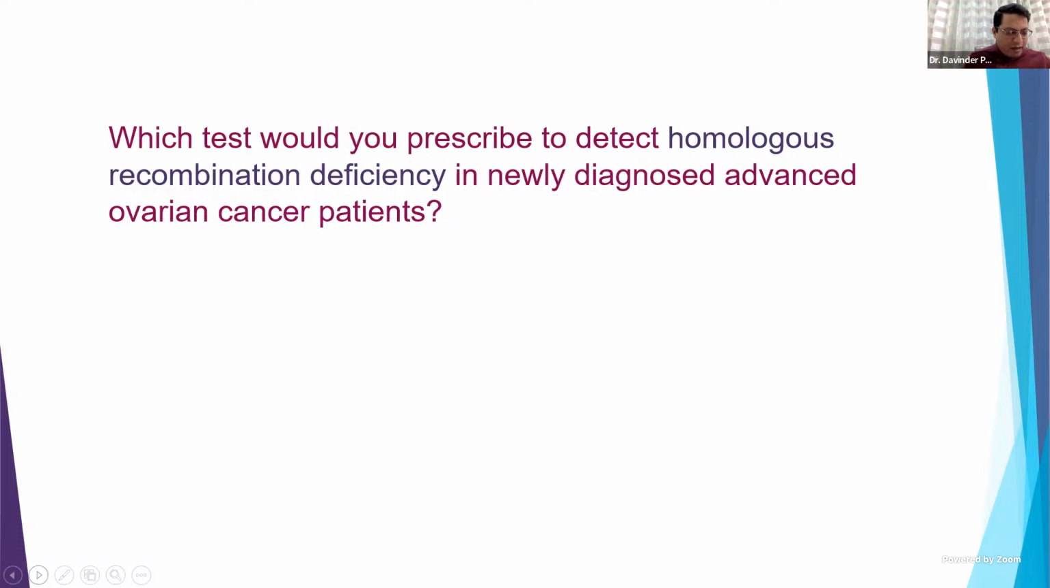Next slide. So which test would you prescribe to detect homologous recombination deficiency, HRD, in newly diagnosed advanced ovarian cancer patients? So what I mean to ask is that nowadays we have multiple companies, multiple labs doing HRD analysis, and there are 2 types of tests which are available. There are HRD and the HRR. So in our practice, which do you prefer, HRD or HRR? Anybody? Dr. Arun, Dr. Hussain?